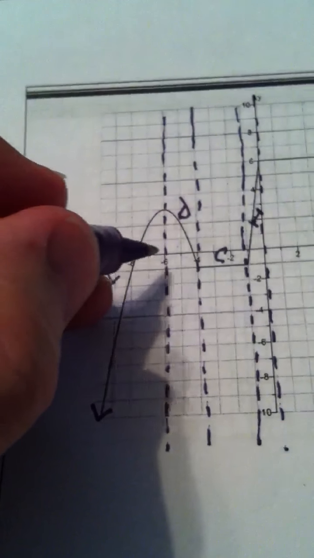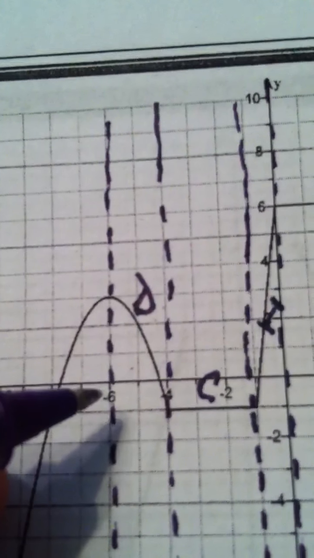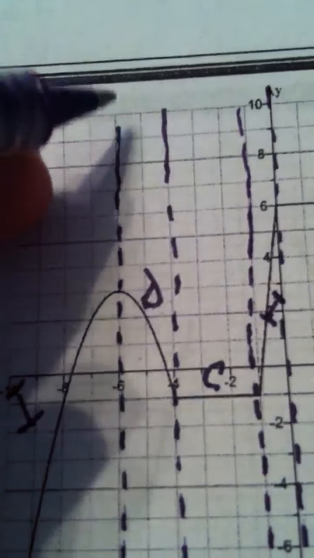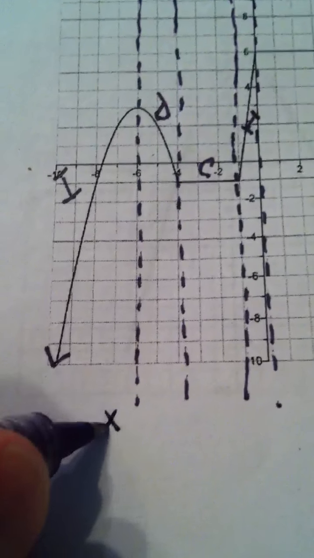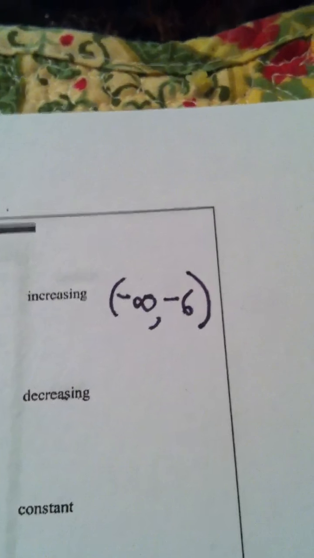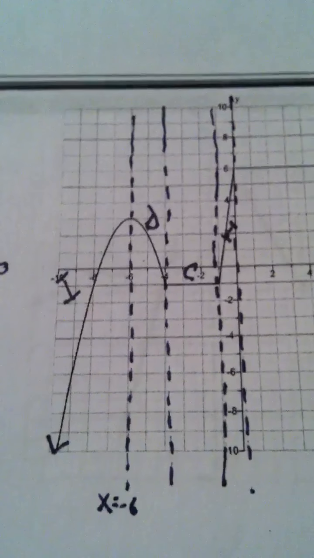The graph is increasing from, now remember, we're walking on the x-axis, we're coming from negative infinity, so that's way out here somewhere. We're coming from negative infinity to this value, which looks like negative 6. Okay? That vertical line is the line x equals negative 6. So that helps us determine where the first increasing region is. So we write negative infinity to negative 6, no bracket, never a bracket on increasing, decreasing, or constant.